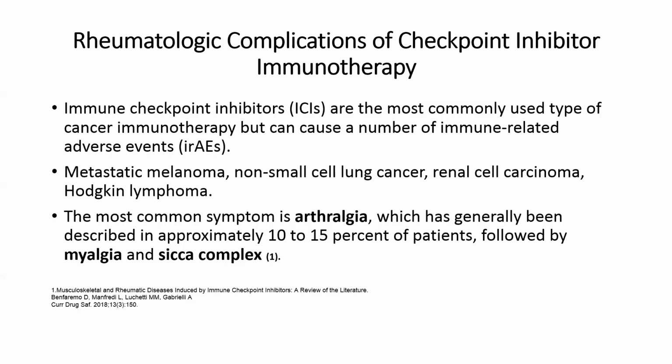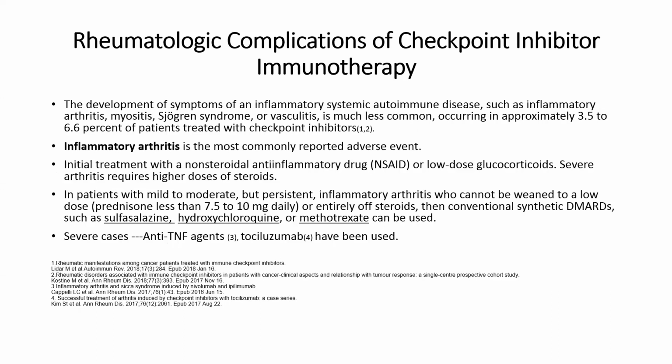The most common symptom that we see is arthralgia, which is non-specific, only joint pain with no evidence of inflammation. That's been described in approximately 10 to 15% of patients. This is closely followed by myalgia and sicca complex, dryness of the eyes and mouth. Development of symptoms of an actual inflammatory systemic autoimmune disease, such as inflammatory arthritis with presence of synovitis, myositis, Sjogren's syndrome, or vasculitis is much less common. According to literature, frequency is anywhere from 3.5 to 6% of patients treated with checkpoint inhibitors.